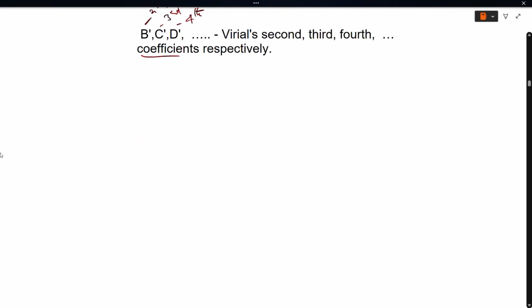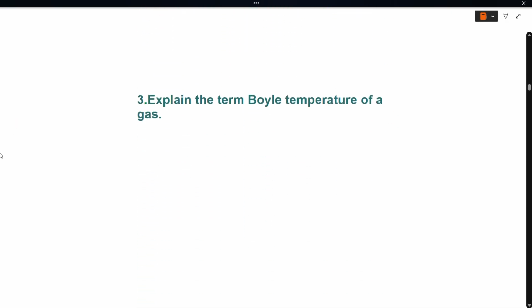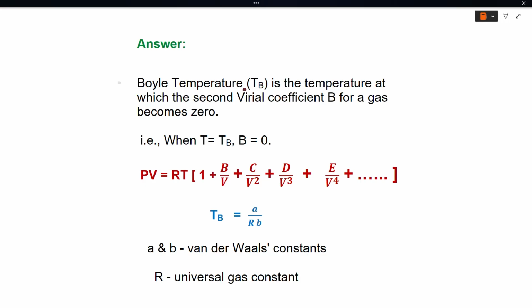Okay. We will move on to the next question. Explain the term Boyle temperature of a gas. Now, here we will be explaining it in terms of the virial equation. Boyle temperature Tb is the temperature at which the second virial coefficient B for a gas becomes 0.